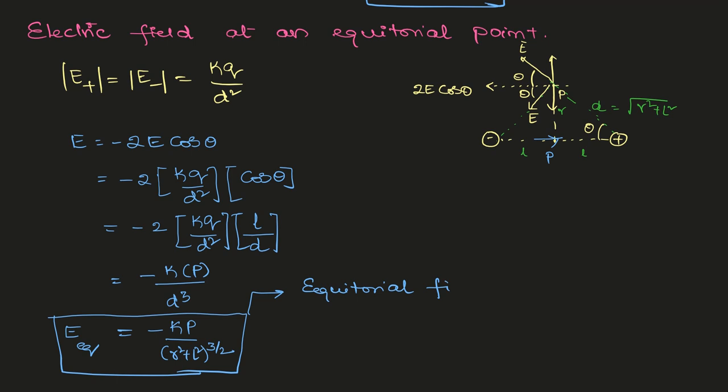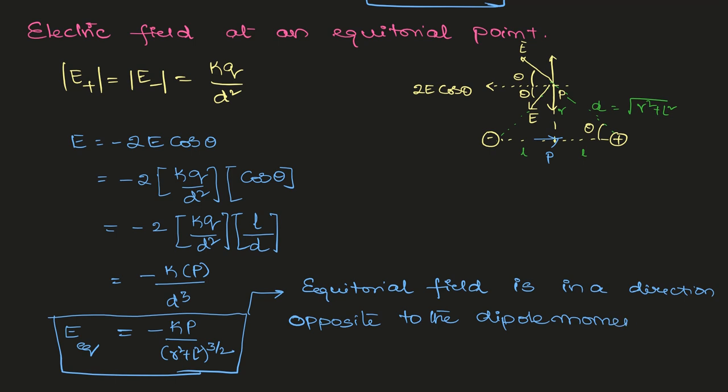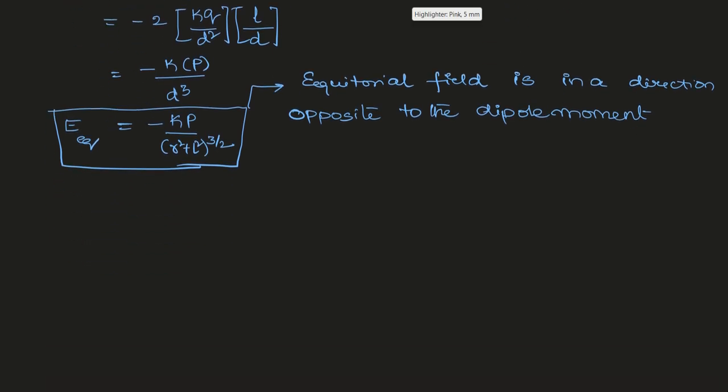Equatorial field is in a direction opposite to the dipole moment, or else they may ask you what is the angle between equatorial field and dipole moment.